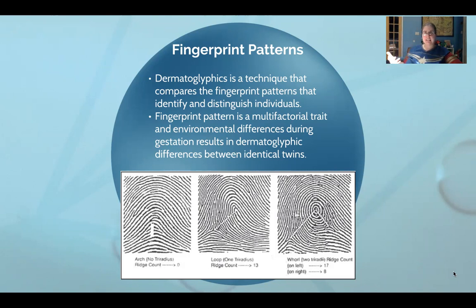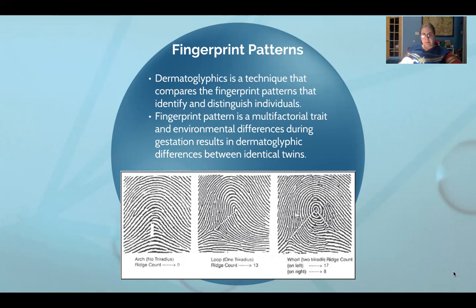And that body heat of mom's can actually affect the development of the fingerprints. So you do tend to see identical twins who have similar fingerprints, but they're still going to be different enough that you can tell them apart.